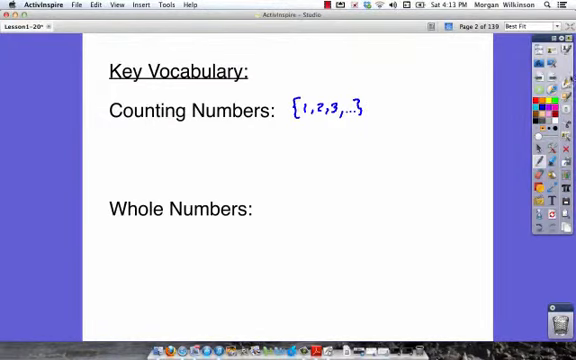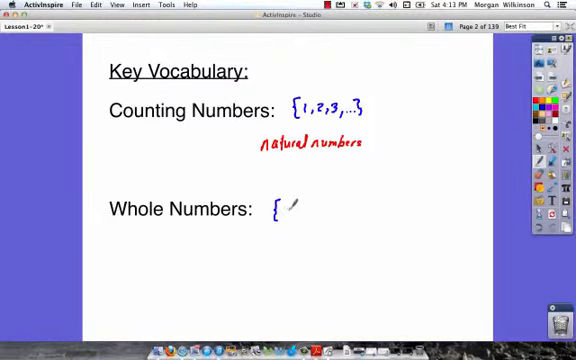Now, an alternative name for counting numbers would be natural numbers. So you might hear that. It means the exact same thing. Now, whole numbers, very similar. For whole numbers, well, one's a whole number. We could have 1 whole coconut. We could have 2 whole coconuts, but we could also have 0 whole coconuts. I have 0 coconuts at my house right now. So that's the only difference between whole numbers and counting numbers.